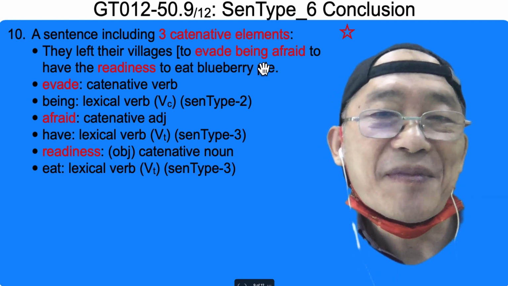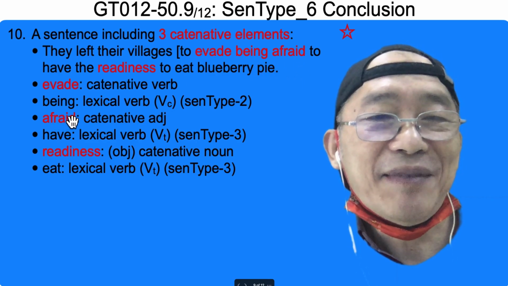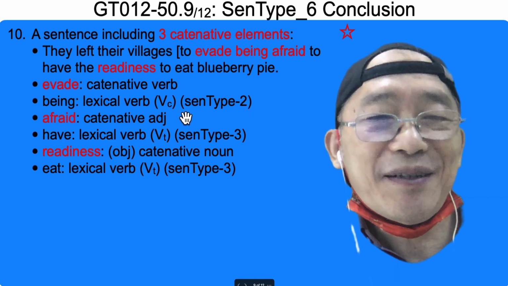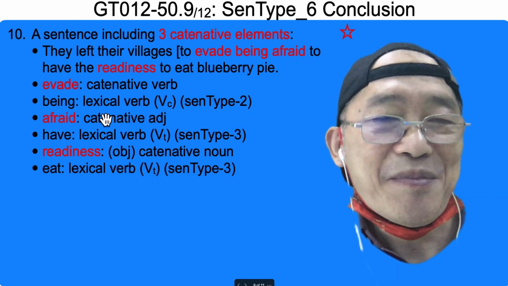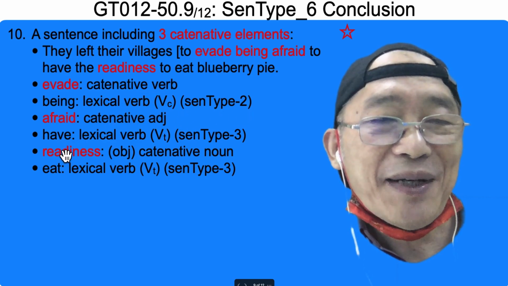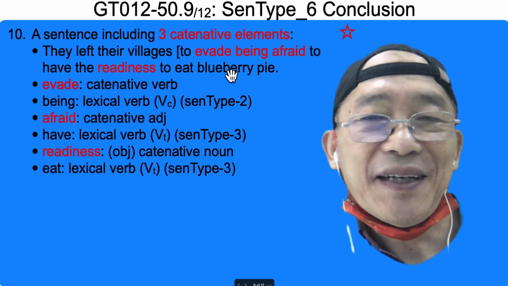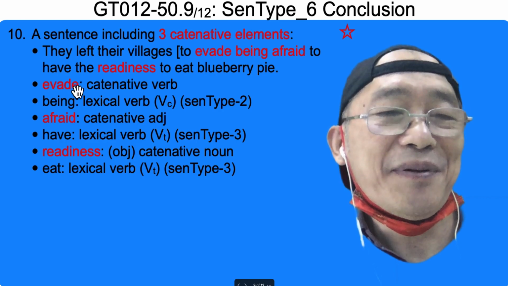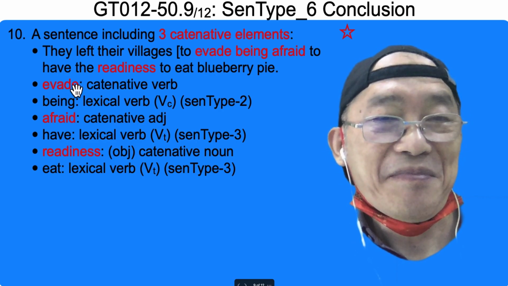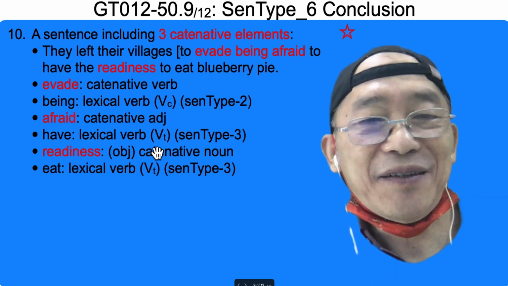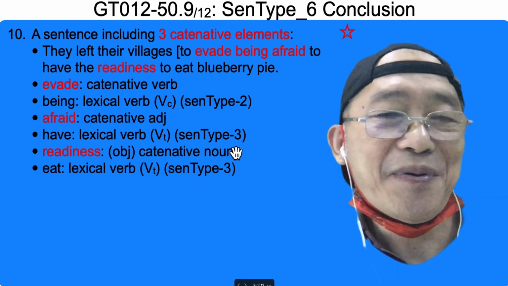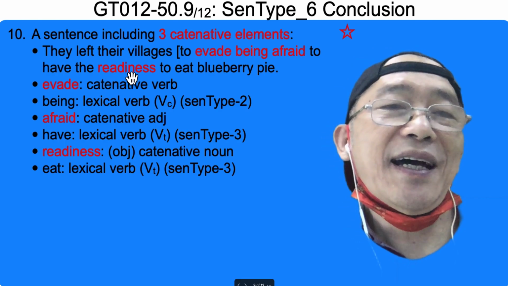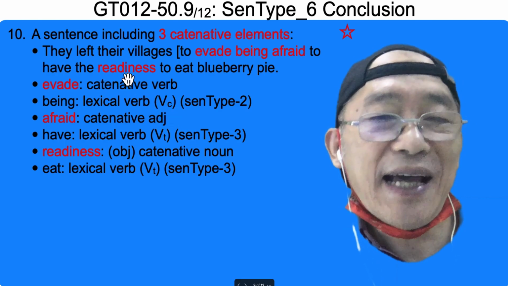Being afraid. This be is just a lexical verb, right? Copular verb. C for copular. And this one, have the readiness. Again, copular verb. Have something. So have, lexical verb, a transitive verb. This is have the readiness. Yeah, the object. It's a noun.